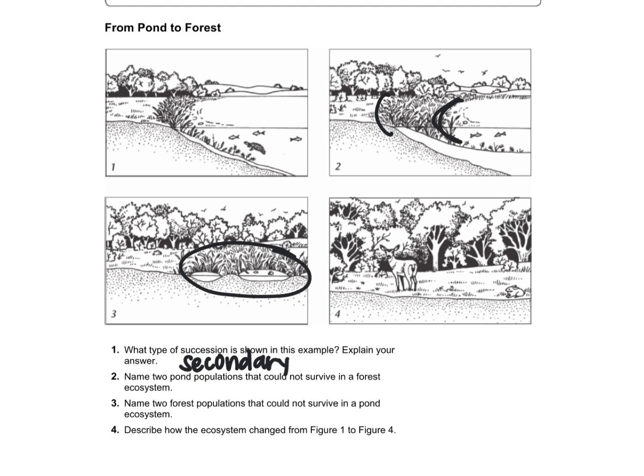All right, name 2 pond populations that could not survive in a forest ecosystem. Well, I've already mentioned we have our turtle and our fish. Are those going to survive in an ecosystem with no water? Or very little water, rather. No, not really. Okay, so we're going to have turtle and fish.